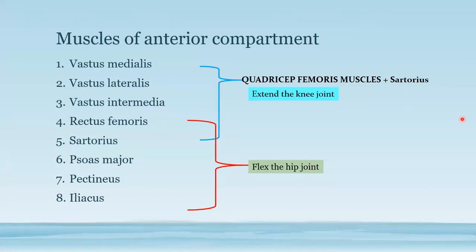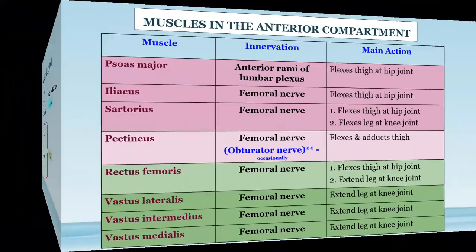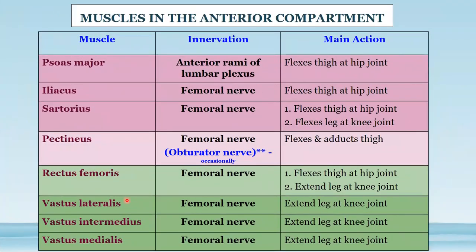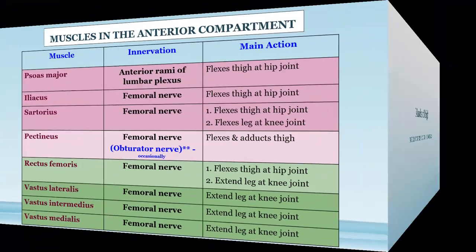Okay, the muscles of the anterior compartment. The first five extend the knee joint. The lower five flex the hip joint: rectus femoris, sartorius, psoas major, pectineus and iliacus. So this is the table you can refer to anytime later on.